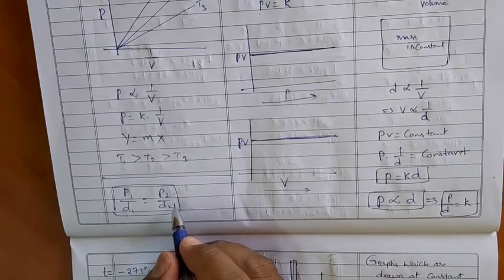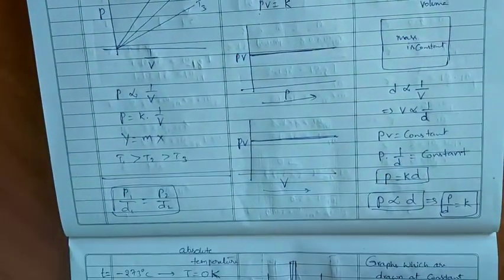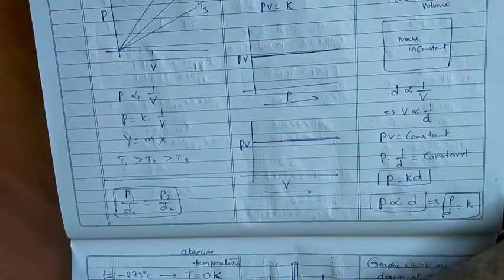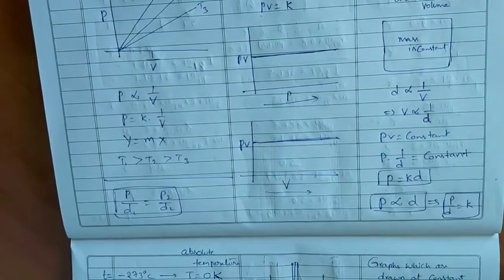Did you understand? I hope you understood. This is about completion of Boyle's law. Next we have to go through Charles' law.